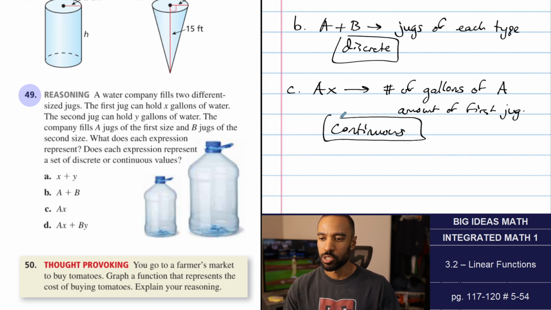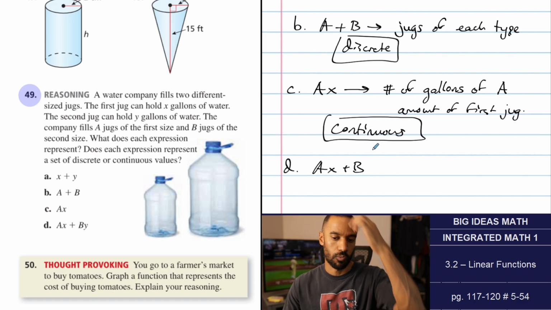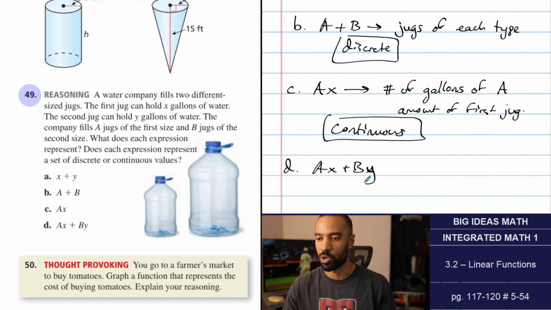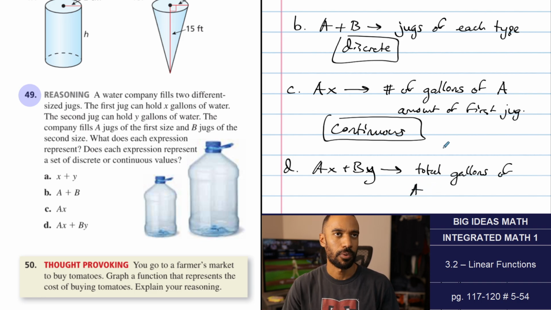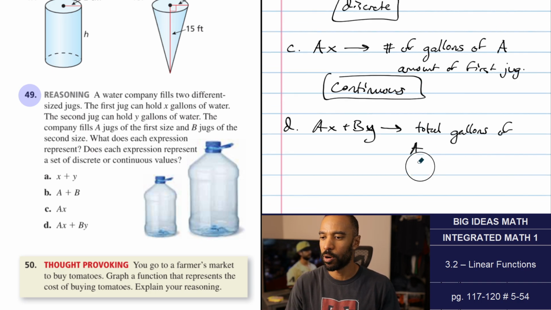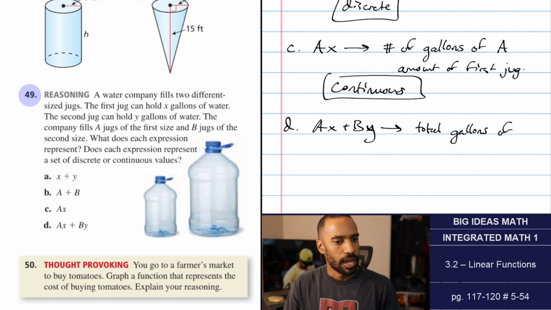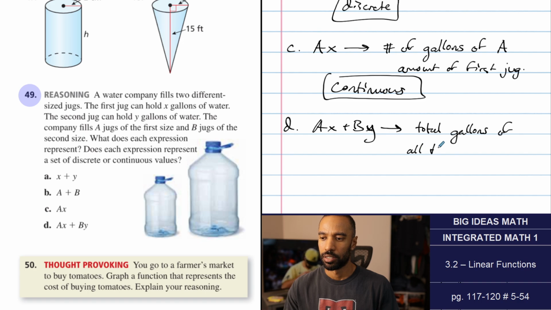And then AX plus BY, part D, is everything involved with that. The total gallons of water in all the jugs of both types. Whoops, that should be a Y. So AX plus BY, we're talking about total gallons of the water in both types of jugs. The company fills A jugs of the first size, B jugs of the second size, of all the water in both jugs. Also continuous.